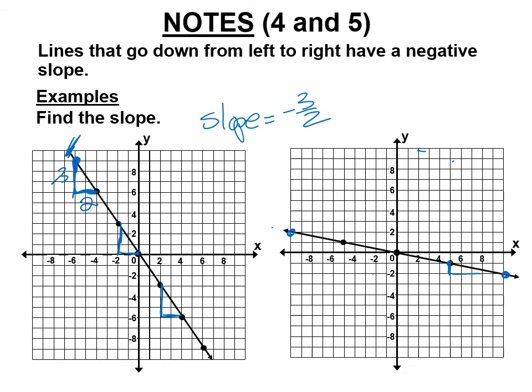Okay, so we're going down and then over. And this is down 1 and over 5. So the slope here is -1/5. The rise is -1. The run is always a positive number. So it's -1/5. Both of these are going down.